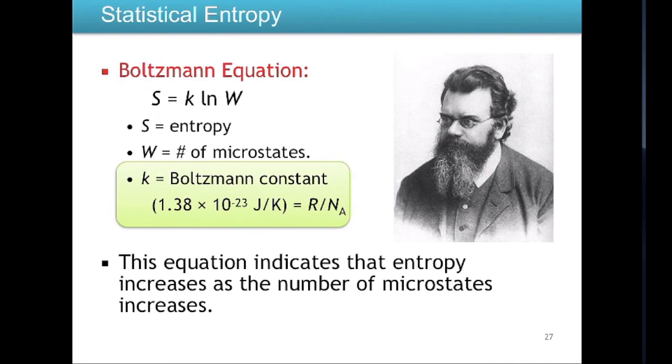Now, if we wanted to calculate the number of microstates in a particular system, we would use the Boltzmann equation. S is the entropy, W is the number of microstates, and k is the Boltzmann constant, being 1.3 times 10 to the minus 23 joules per Kelvin. So this equation indicates that the entropy increases as the number of microstates increases, and that makes sense. We have more microstates, we probably have more molecules, more energy levels at which they can exist, so that's going to result in more microstates or greater entropy.